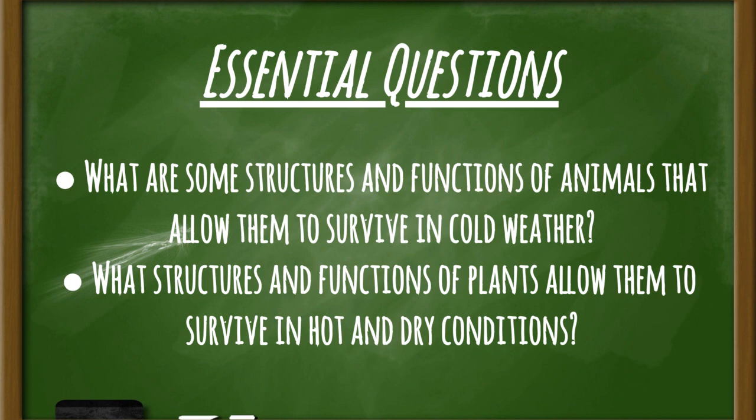Our second question is, listen first. What structures and functions of plants allow them to survive in hot and dry conditions? Read that one with me. What structures and functions of plants allow them to survive in hot and dry conditions? These different questions we'll be answering throughout this lesson and throughout this unit as well. You may have heard these before. We're going to be looking more into these questions, but we'll also look into why we draw these conclusions about these animals and plants, and who originally started wondering these things in science.